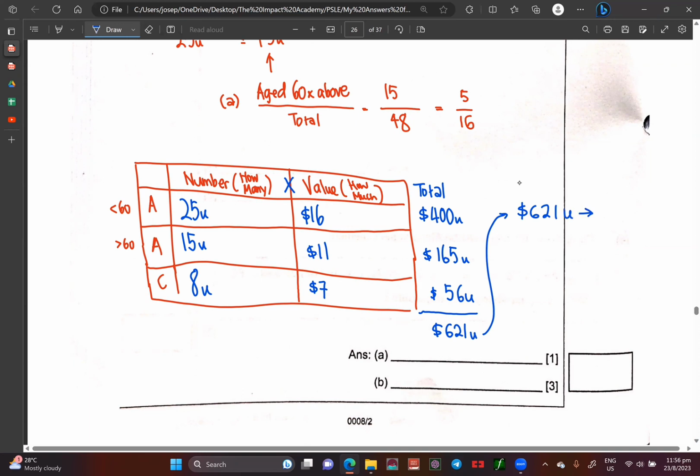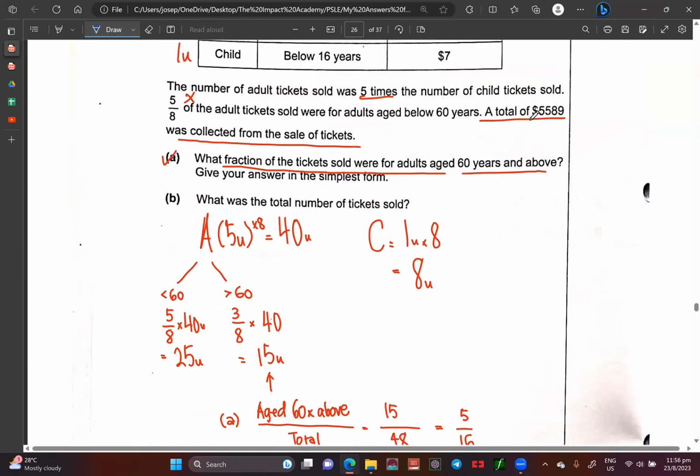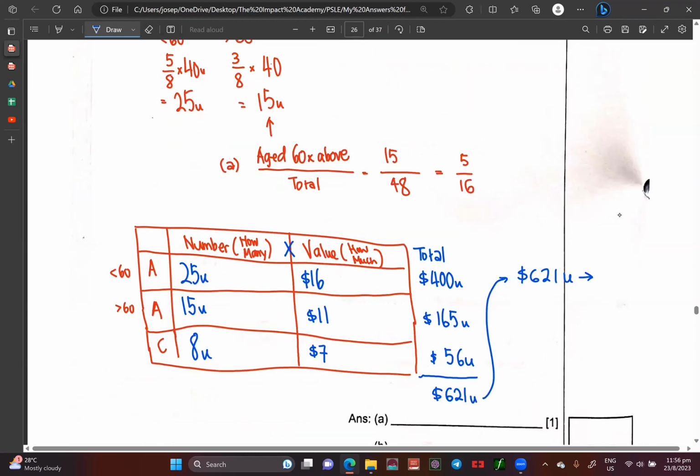This 621 units is basically $5,589. So this is $5,589. What we want to do is we want to always find 1 unit first. So we do 5589 divided by 621. All right, we get to 9.